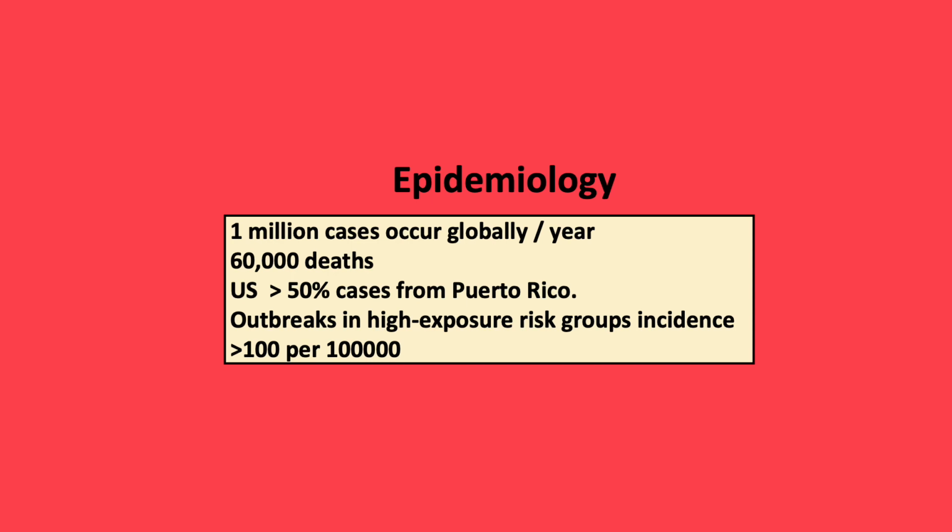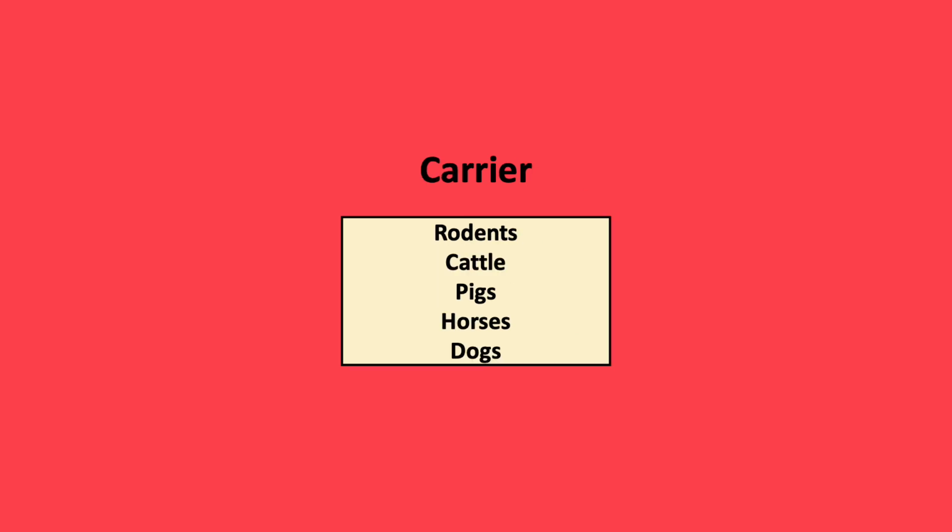Leptospirosis accounts for approximately 1 million cases globally per year, which results in approximately 60,000 deaths. Within the US, more than 50% of cases affect Puerto Rico. When outbreaks do occur in high exposure, high risk groups, the incidence can be over 100 per 100,000 people. The carriers include rodents, cattle, pigs, horses, and dogs. Human-to-human transfer can occur, but this is very infrequent.